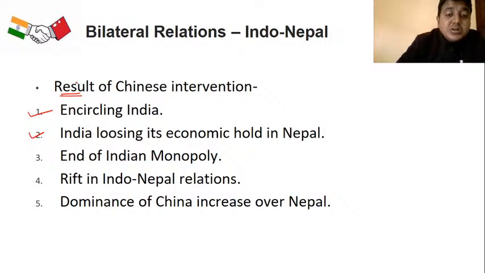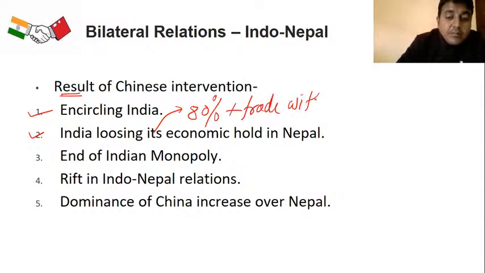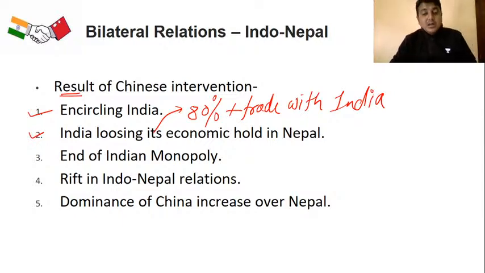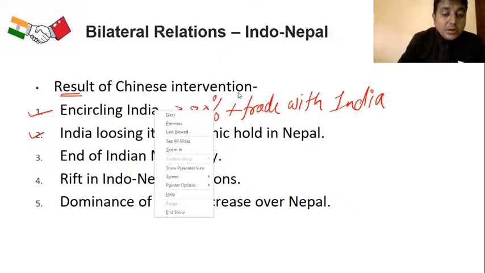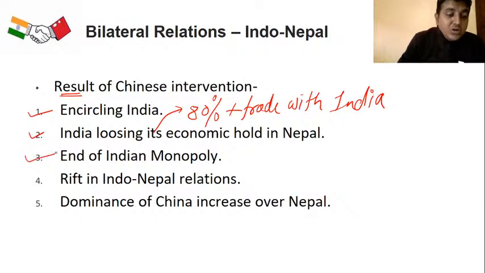As earlier we mentioned, Nepal was having around 80% plus trade with India. And of course, India is having a trade surplus, so it was a profitable trade for us. So it hurt the economic interest, the economic hold over Nepal. Clear? Next, end of Indian monopoly over all aspects: political aspect, social aspect, and economic aspect.